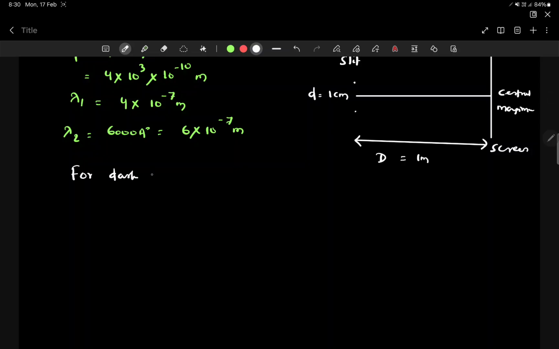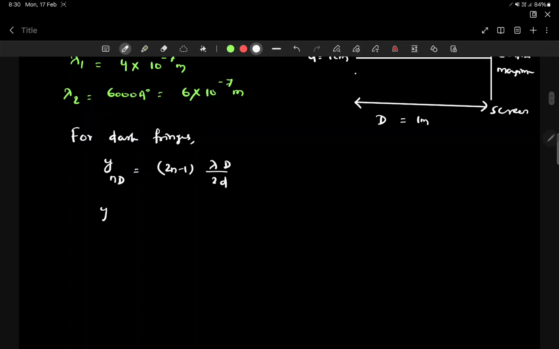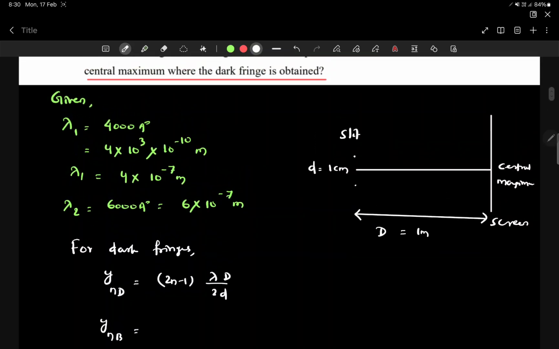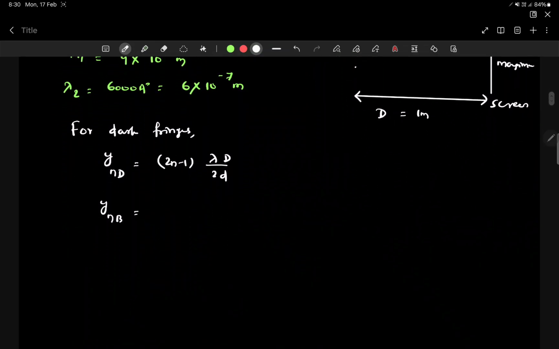We know that for dark fringes, keep it in mind, these are the formulas. For dark fringes, y nth dark is equal to (2n minus 1) lambda capital D by 2d. Bright is not being asked, so no need to write that formula. Remember, if you use (2n minus 1) lambda D by 2d, then the n value starts from 1, 2, 3 and so on. If you use (2n plus 1) lambda capital D by 2 small d, then the n value starts from 0, 1, 2, 3 and so on.